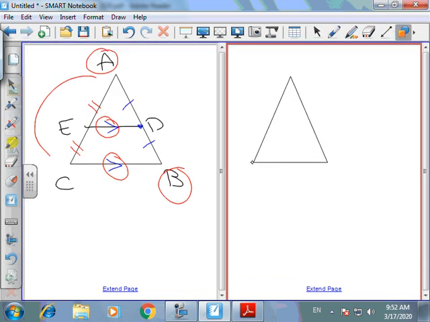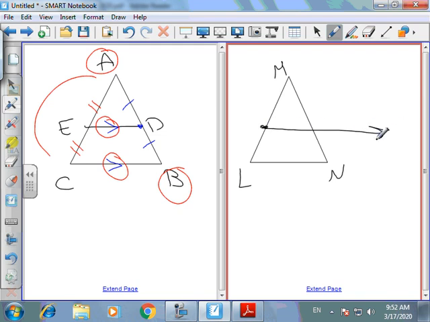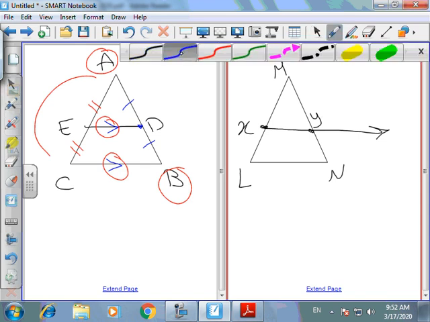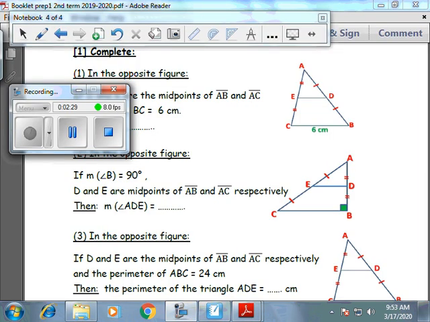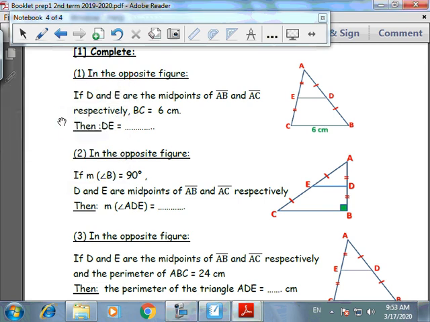Another way: in triangle MNL, if I have a ray drawn from point X, which is the midpoint of ML, and this ray is parallel to LN, then Y must also be the midpoint of MN. Now we will go to some simple examples about this part.